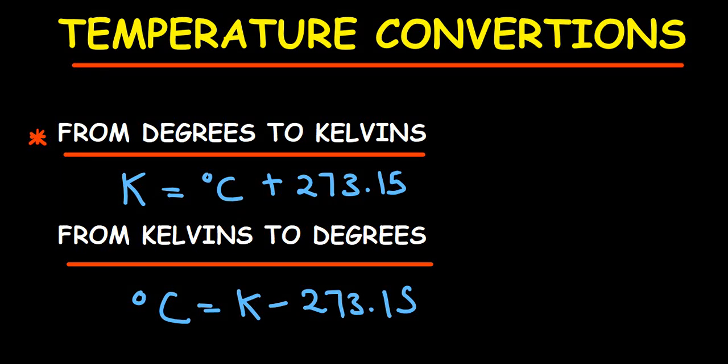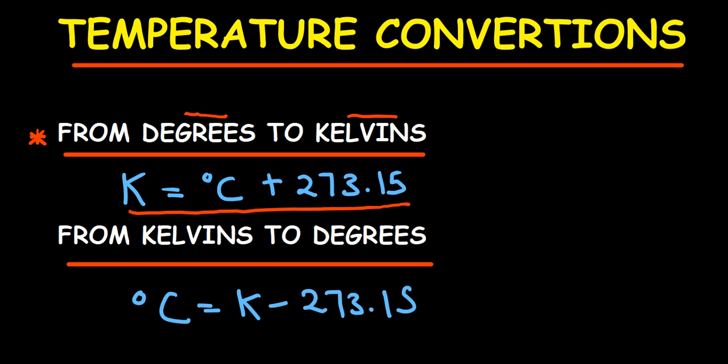So we are looking at the temperature conversions here. You can convert from degrees to kelvins. The formula that we are going to use for those conversions is this formula that I've listed down here. Temperature in kelvins equals the temperature in degrees Celsius plus 273.15.